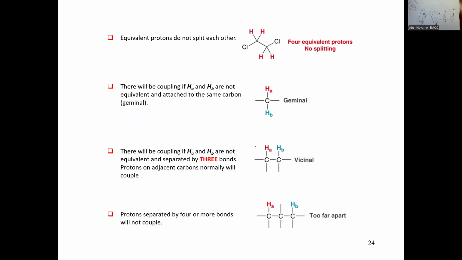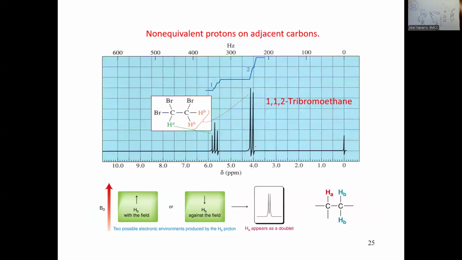Okay, more coupling. You guys can read this. That's an analysis of tribromo. Here, for example, this one is a triplet. Why is this HA a triplet? Because it has 2 neighbors. 2 plus 1, 3, triplet. What about the orange, HB? The neighbor is this one, the one in green. 1 plus 1, 2, doublet. So you have a triplet and you have a doublet. Interesting, right? Very nice.